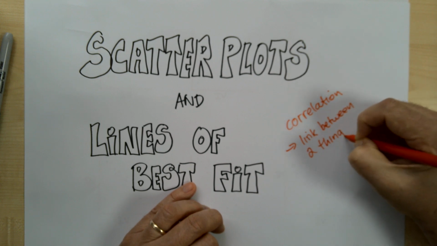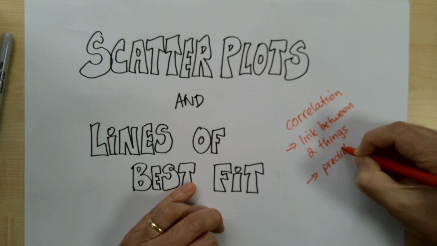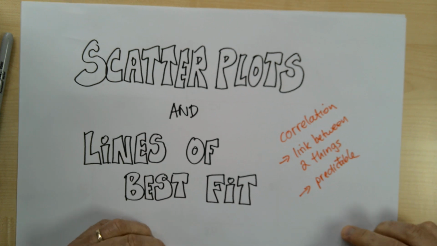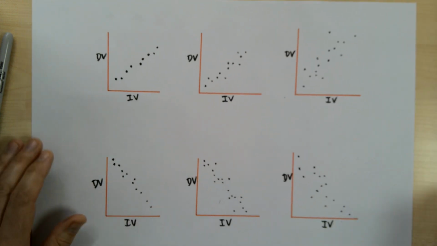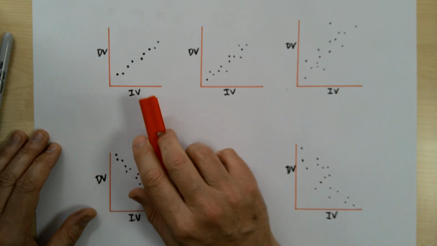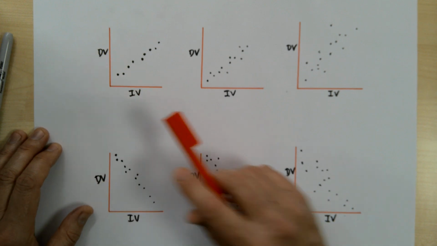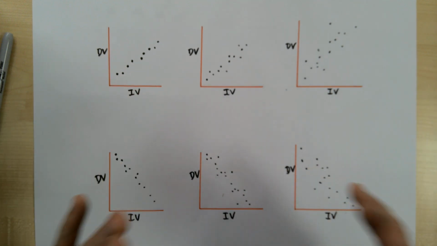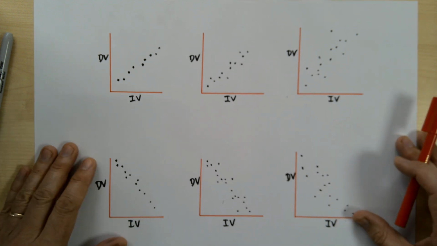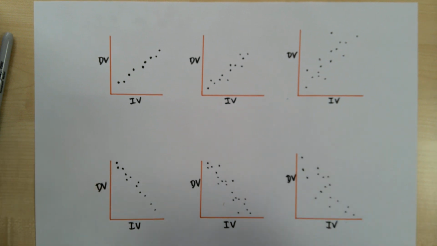Now, here's the thing though, it's predictable. It's a predictable link, so it follows a pattern. Let's have a look at that. You can actually plot the IV and the DV, the independent variable and the dependent variable, on the Cartesian plane, and if there is some kind of a link, some kind of correlation, it's going to form a pattern.